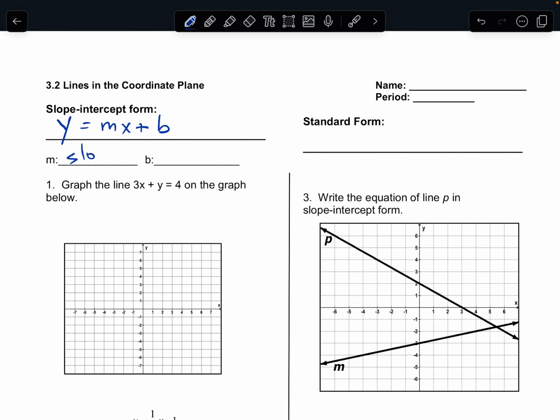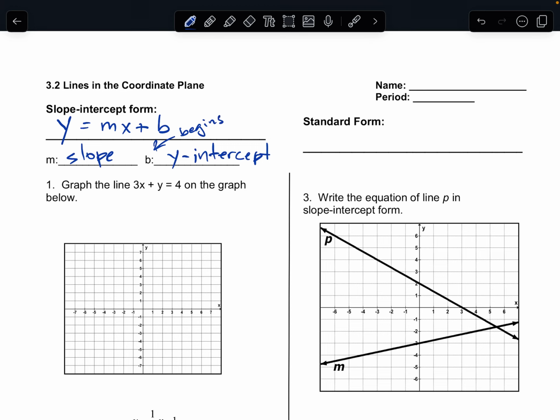Your m is your slope, and your b is your y-intercept. Okay? So b is where it begins. That's your starting value.